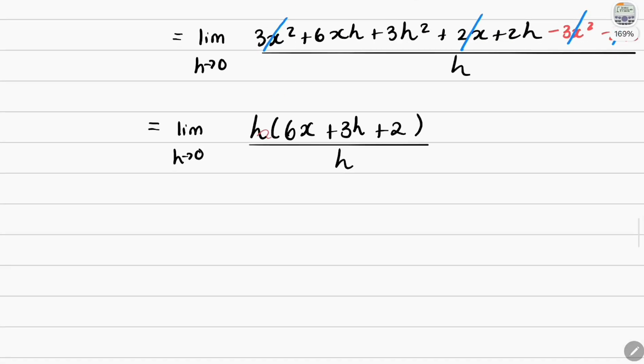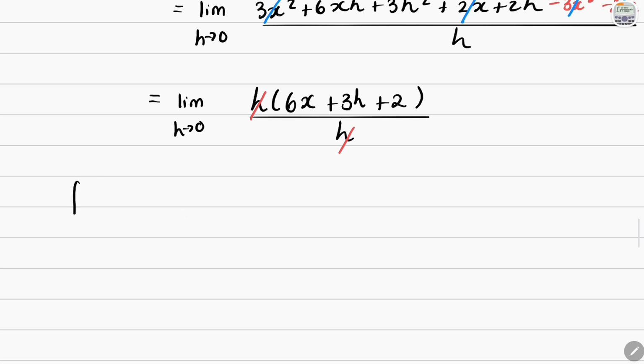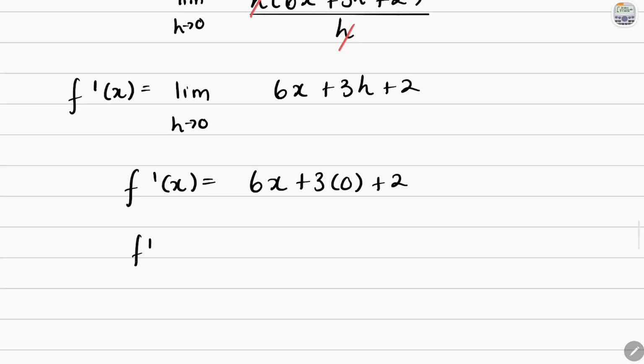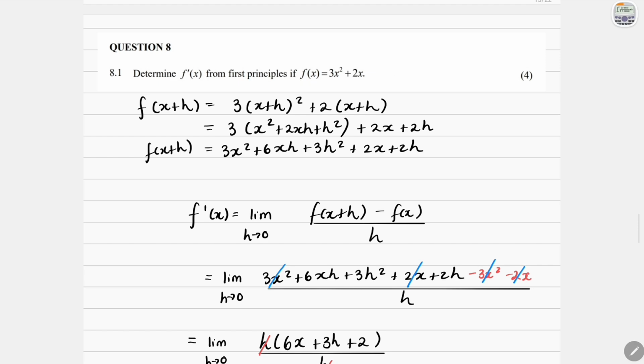And then h cancels, and now you can choose to substitute at this point, but I'm just going to write it for the last time. F prime of x is equal to the limit as h approaches 0 of 6x plus 3h plus 2. And now we can substitute. So f prime of x is equal to 6x plus 3 times 0 plus 2, and therefore f prime of x is simply equal to 6x plus 2. And that is our answer. That is the gradient of this function at any point.